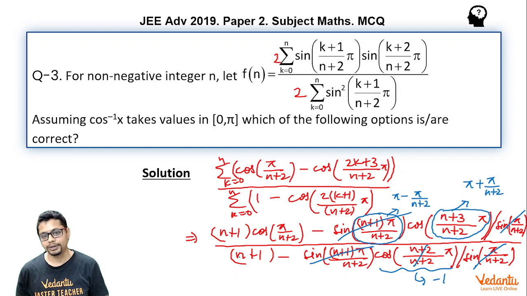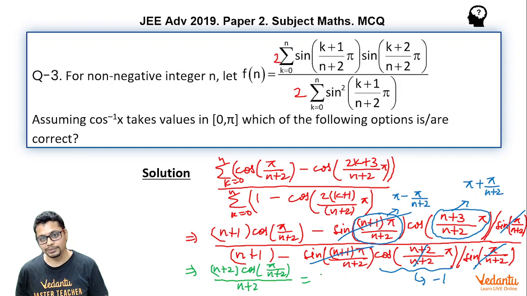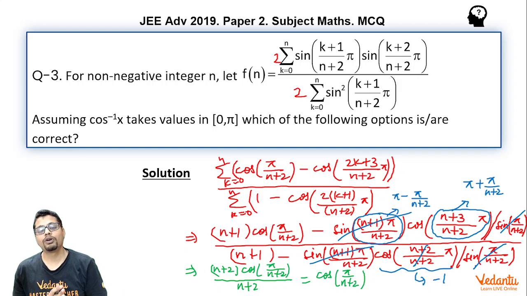So what you may expect is, if you see a bit carefully, the numerator becomes n plus 1 times cos of pi by n plus 2 minus cos pi by n plus 2. So essentially it becomes n plus 2 times cos of pi by n plus 2. And what about the denominator? It is n plus 1 minus 1 effectively. So basically it becomes n plus 2. So f of n is cos of pi by n plus 2.